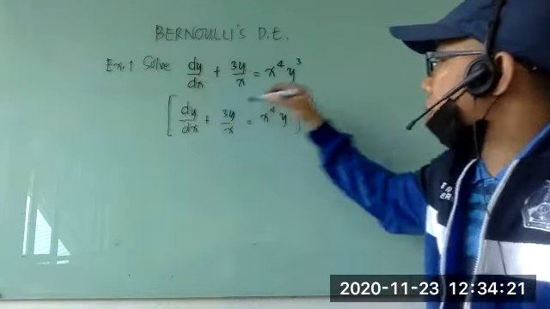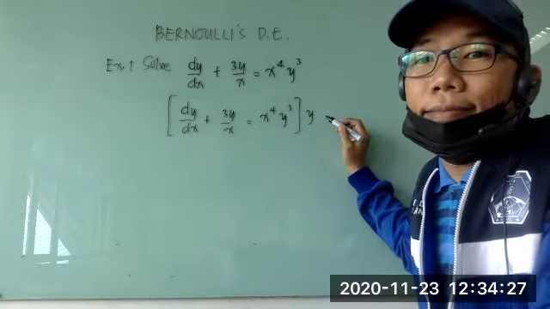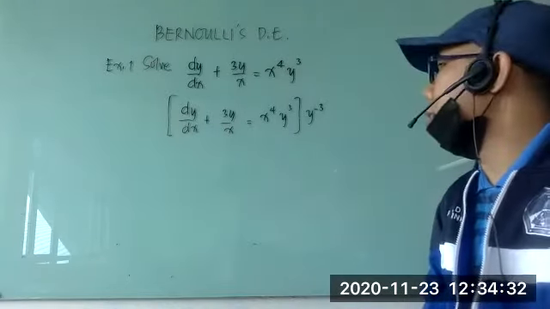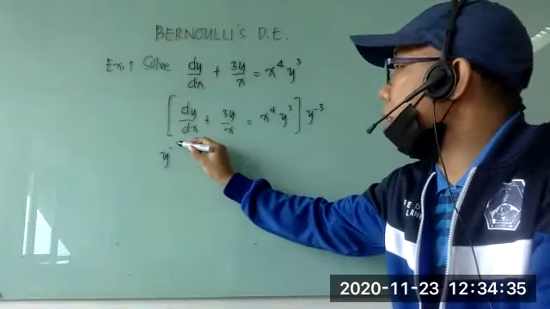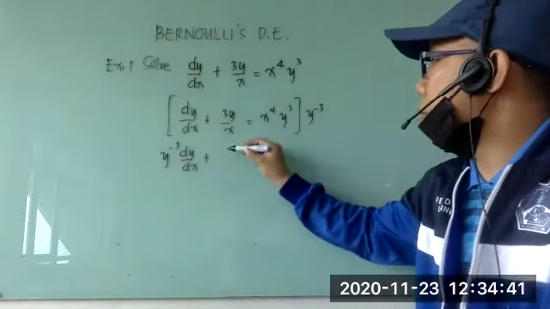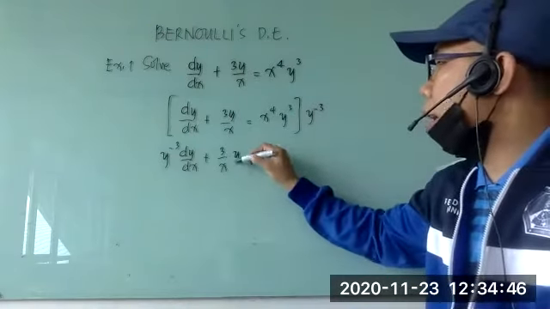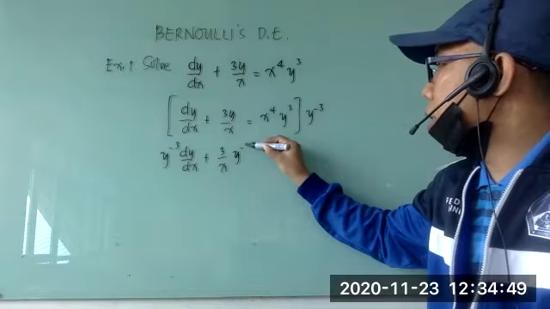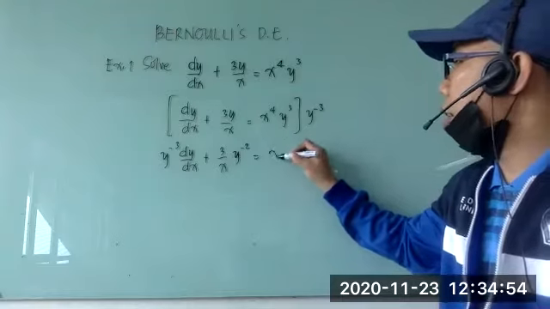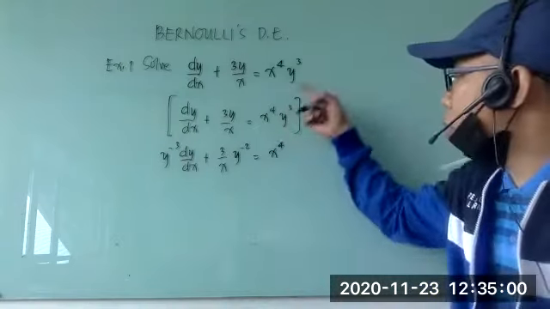We multiply both sides of the equation by y raised to what? Y raised to negative 3. Okay. So this becomes y raised to negative 3 dy over dx plus 3 over x. Y times y raised to negative 3 is y raised to minus 2. 1 minus 3 is negative 2. Equals x raised to 4, a pure function of x. Okay. We were able to eliminate y cubed there.